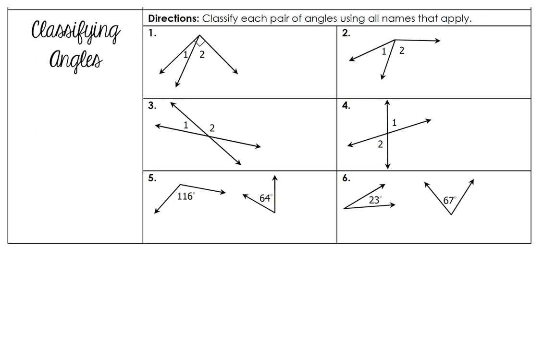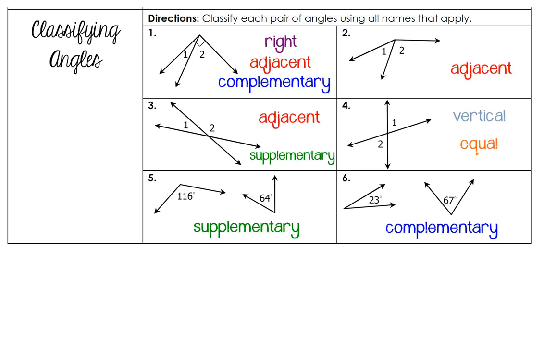Alright, let's take a look and see how you did. So example number 1. Those 2 angles make a right pair, they are adjacent, and they're also complementary. Number 2, they don't have any special size relationship. 1 happens to be acute, 2 happens to be obtuse, but it does not make a perfectly straight line, so they have no other relationship.